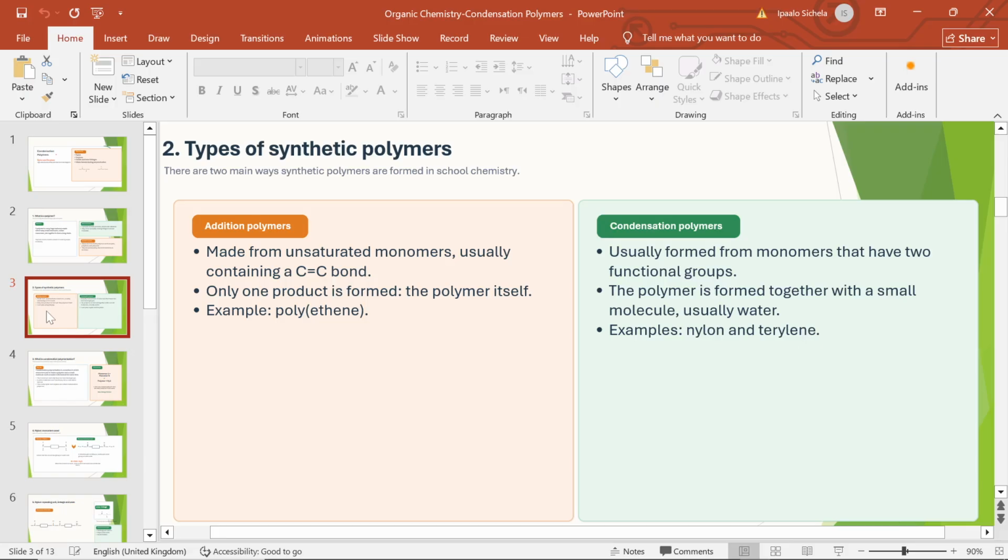So condensation polymers are formed by monomers that have two different functional groups. But addition polymers have the same functional groups because they are the same monomers. The polymer is formed together with a small molecule, which is usually water. Examples of condensation polymers are nylon and polyester. I'll talk about nylon and polyester later in detail.